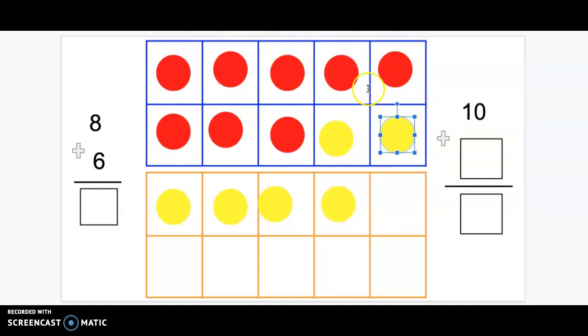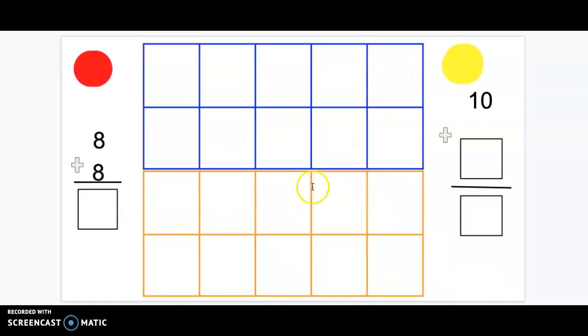Now I know I have 10 right here, 10 plus how many left do I have down here? That's right, 4. 10 plus 4 equals, that's right, 14, which means 8 plus 6 equals 14. Good. Let's try one more example.